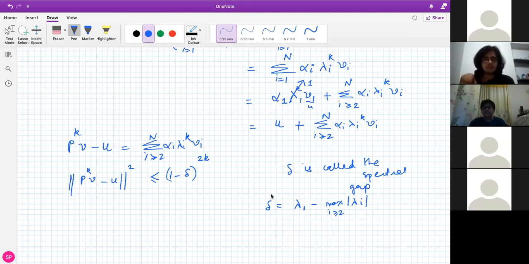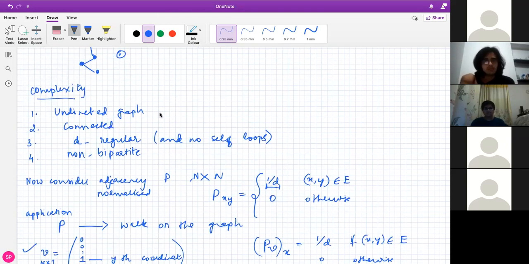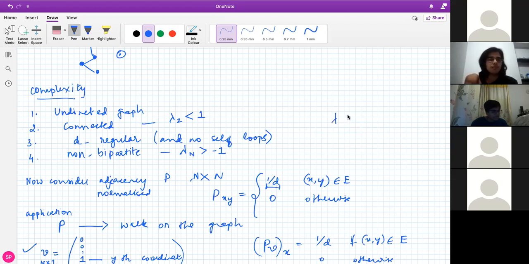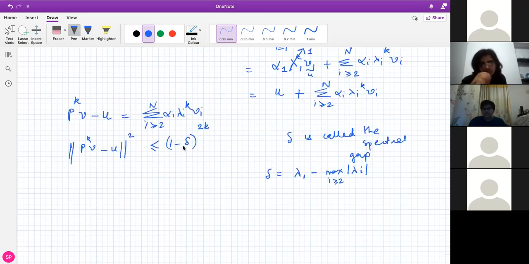So, and the reason why we took these assumptions, we had these constraints about the graph, was because if you assume the graph is connected, you have lambda 2 less than 1. And when you assume the graph is not bipartite, you have lambda n greater than -1. So you have all these lambdas ranging between 1 and -1. So this is going to be one important ingredient in proving why this square norm is less than this quantity, okay?